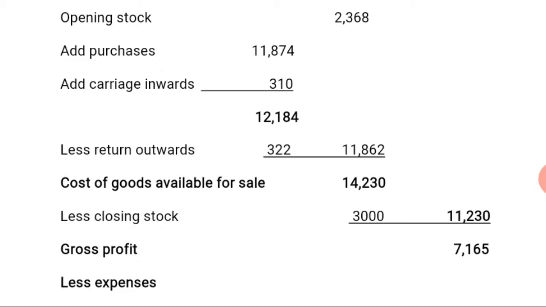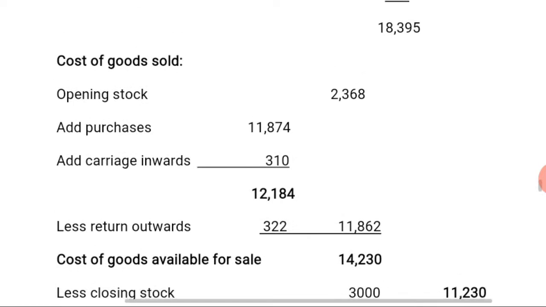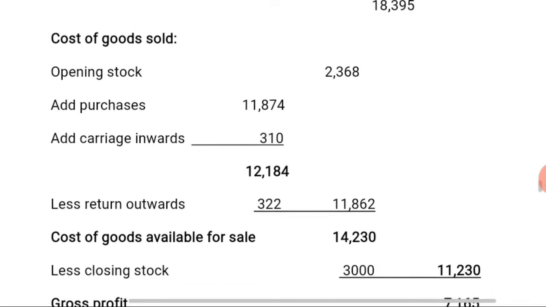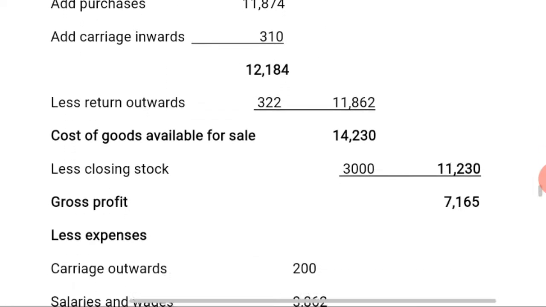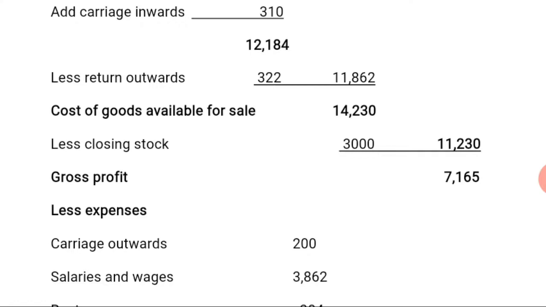You arrive at the cost of goods sold of 11,230 naira. That 11,230 naira will now be deducted from the net sales of 18,395 naira. You now deduct 11,230 naira from the net sales of 18,395 naira. Then you arrive at the gross profit of 7,165 naira.